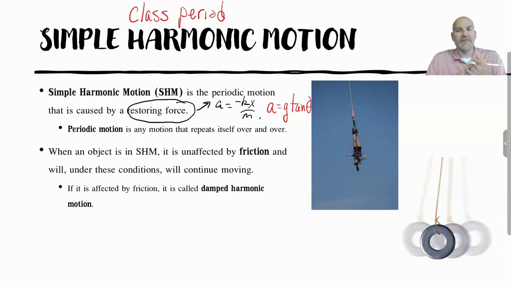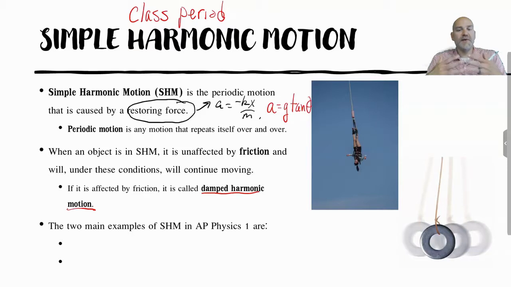Now, when an object is in simple harmonic motion, it's unaffected by friction and under these conditions will continue to move. If it's not in simple harmonic motion, it's what we call damped harmonic motion. Over time, it begins to come to a stop. You may experience this in a lab. Those would be qualitative data, those general observations that you make. You may see that the pendulum is starting to slow down, or the mass is not going back to where we pulled it to. That tells you a real-world lab setting is more damped harmonic motion than it is actually simple harmonic motion.